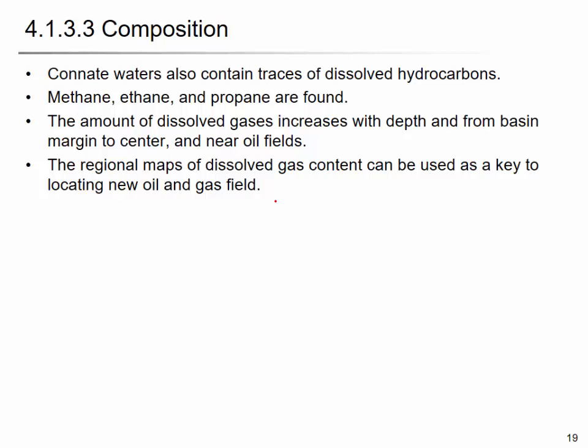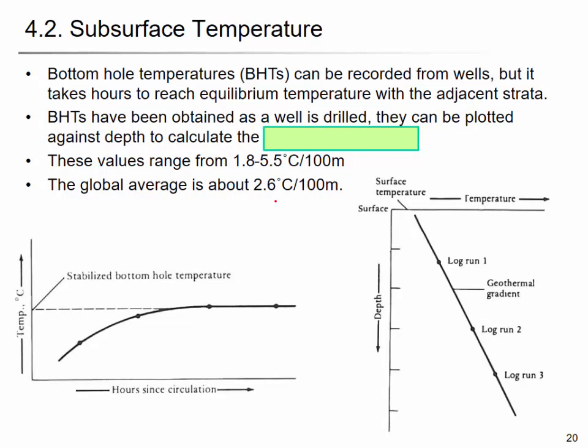So connate water also contains traces of dissolved hydrocarbons, methane, ethane, propane, and the dissolved gas increases with depth, from basin margin to center, and near oil fields. The regional maps of dissolved gas content can be used as a key to locating new oil and gas fields. Okay. So far we talked about the subsurface water, the salinity changes, and the chemical composition. 질문 혹시 여기까지? Is it too straightforward? Okay, we'll talk about the subsurface temperature.